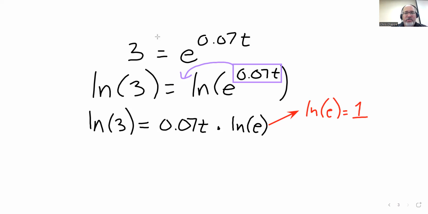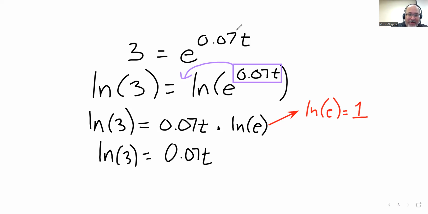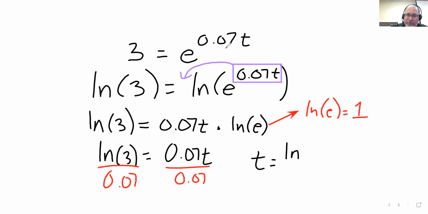So you should be happy when you see it, because now the right side is 0.07t times 1, but multiplying something by 1 doesn't change its value. Natural log of 3 equals 0.07t. Keep in mind that we're solving for t. All that remains now is to divide out the 0.07. And we get t is exactly the natural log of 3 over 0.07.